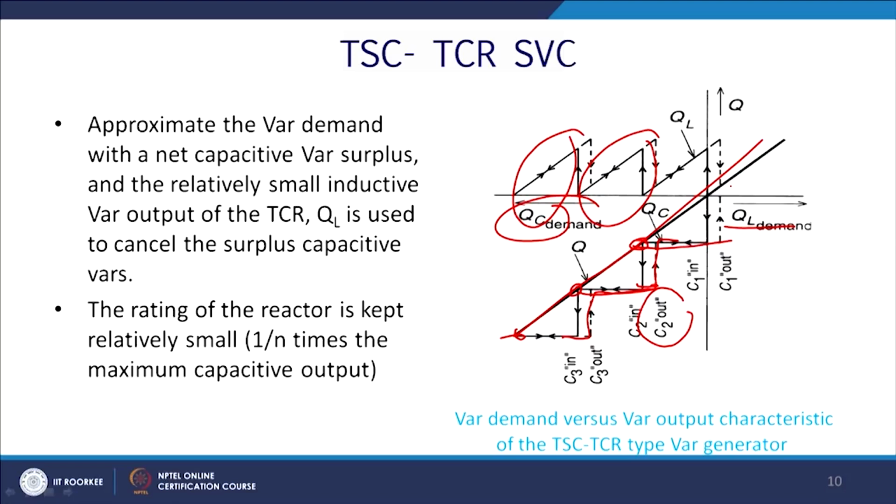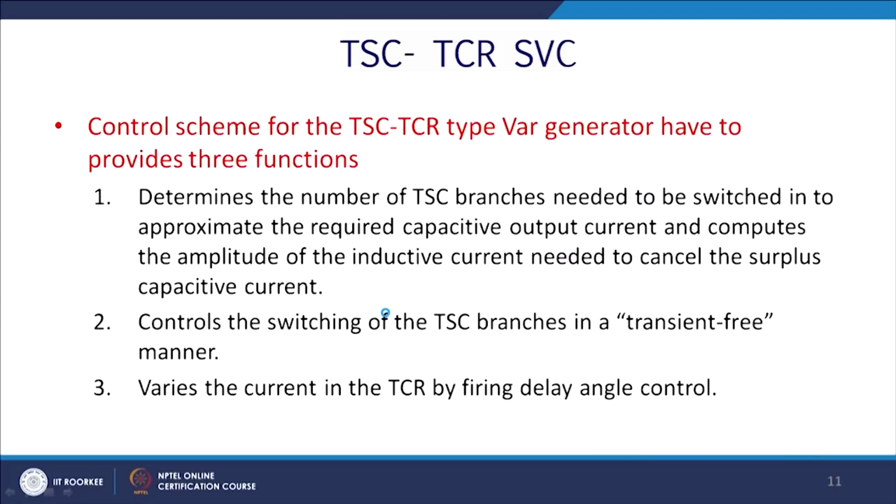Thus, what we can conclude from these discussions: the approximate Var demand with a net capacitive Var surplus and a relatively small inductive Var output of the TCR and QL is used to cancel the surplus reactive Var. So, this is actually a small amount of the reactive Var. The rating of the reactor is kept relatively small, that is 1 by n times of the maximum rating of the capacitor voltage and the capacitive MVR.